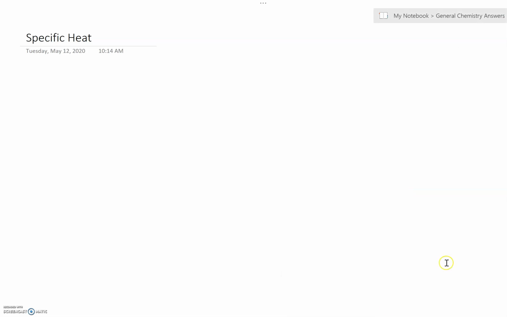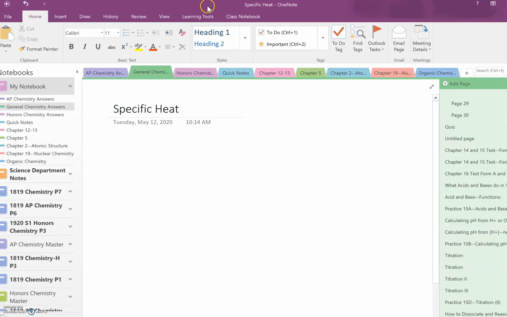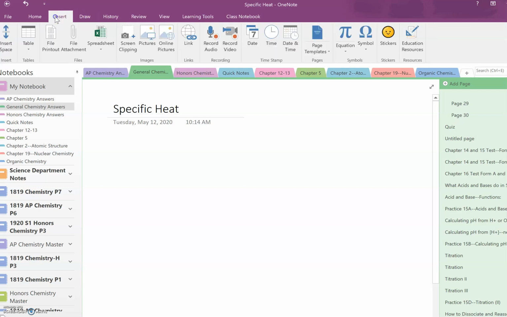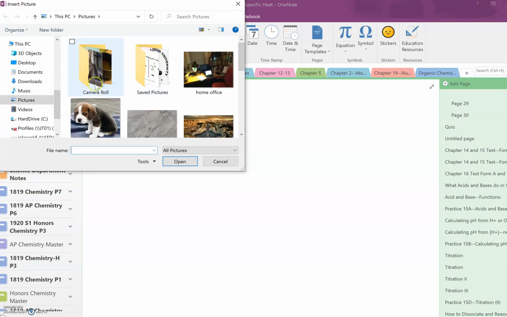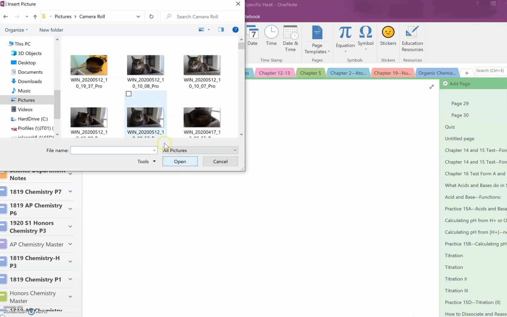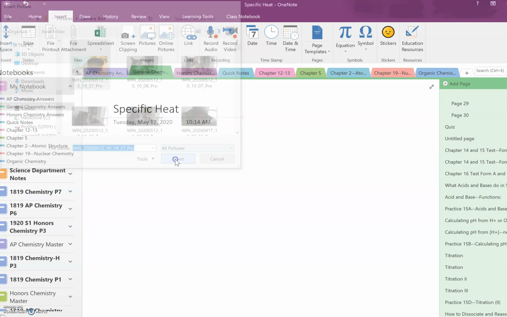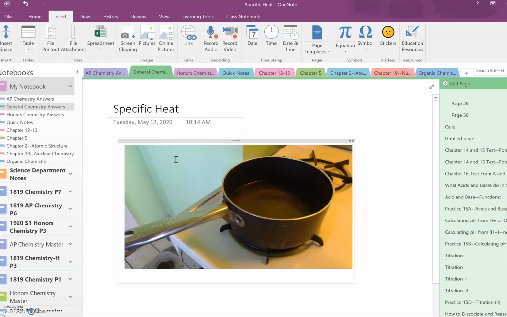pot here. And let's attach a picture. Can I do this? Insert a picture. I think I took a picture of our pot. Let's take a look. And there we go. Lots of pictures of my cat.